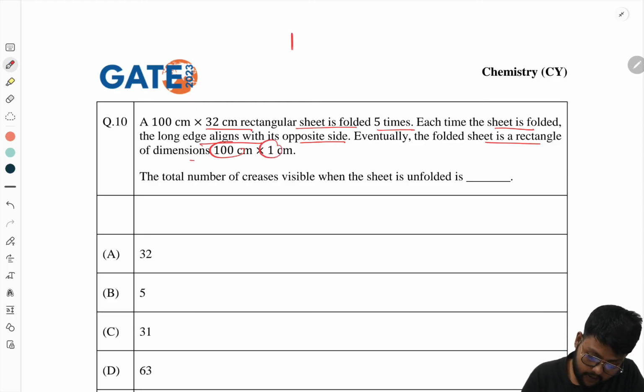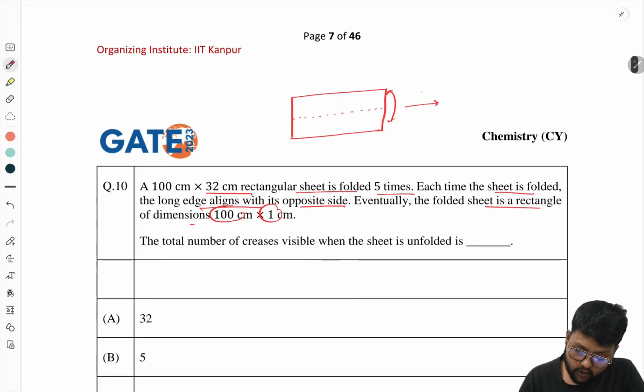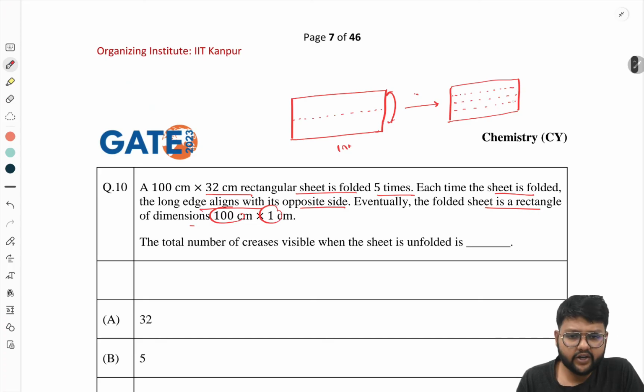A crease is, if this is the paper and we fold from here to here, then this is the crease. For the second fold, it will have creases again here and here. In this case we have three creases.